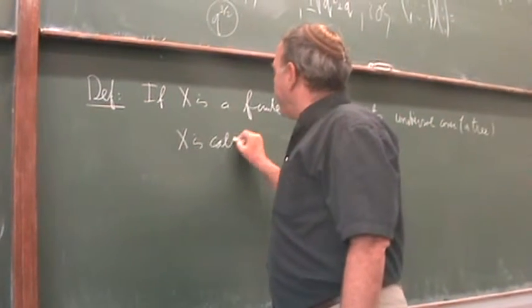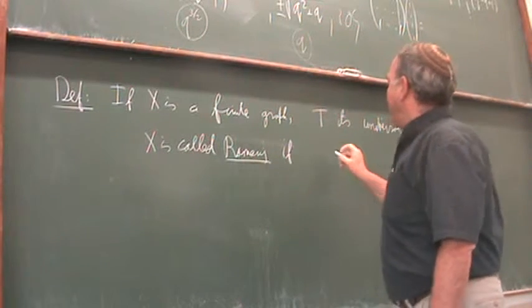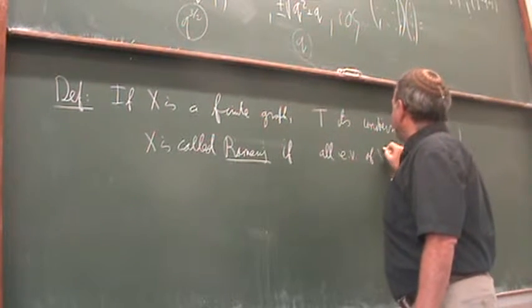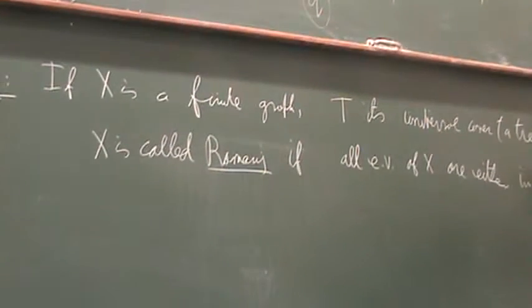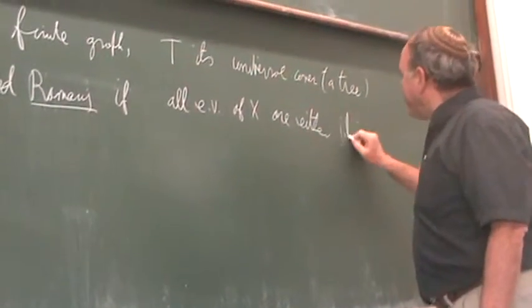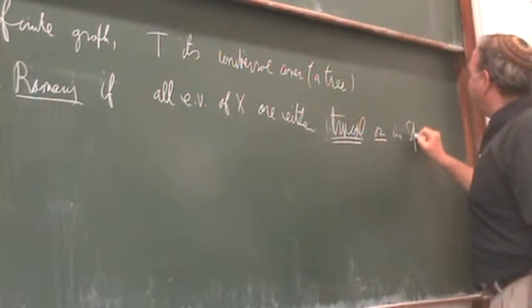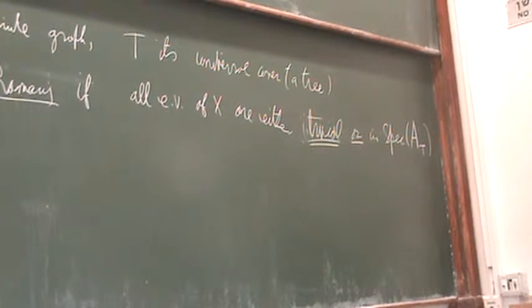And then we can talk about it: X is called Ramanujan if all eigenvalues of X are either trivial, and I have to explain in a minute what a trivial eigenvalue means, or in the spectrum of the adjacency operator of T. This is the right definition.